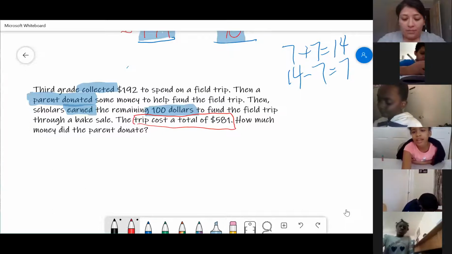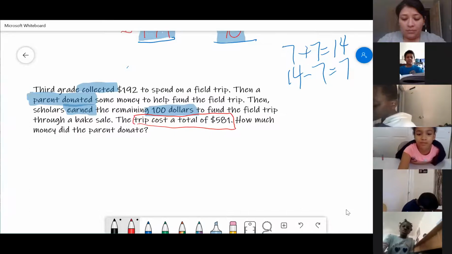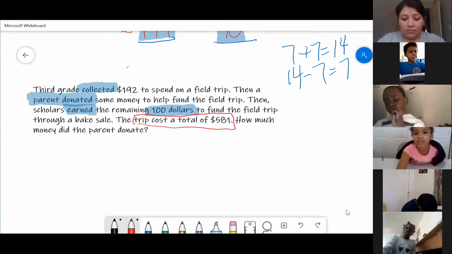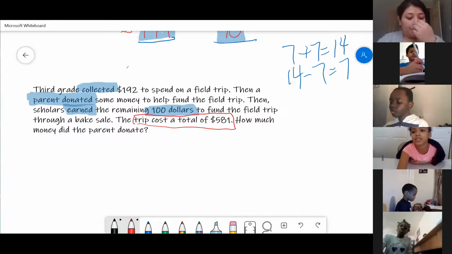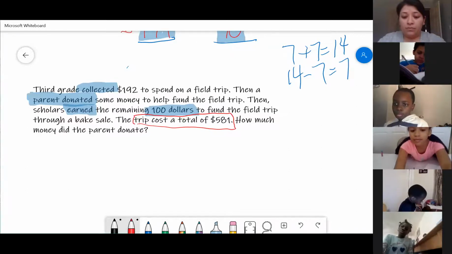Constant difference. So I added 192 plus 100 equals 292. Then 292 plus something. So I'm adding the 8, and that equals 300. And then I'm gonna add... I'm actually adding... wait, subtracting.